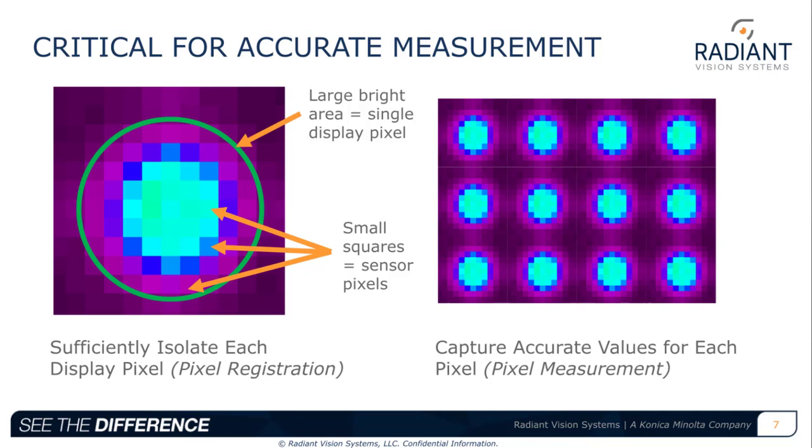The key is that you want to be able to accurately place the region of interest around the bright blue area and not overlap others. And it's quite easy when you have approximately 10 sensor pixels across, as we do here, but it gets much trickier when you have very high resolution in your display versus the resolution of your imaging measurement device.